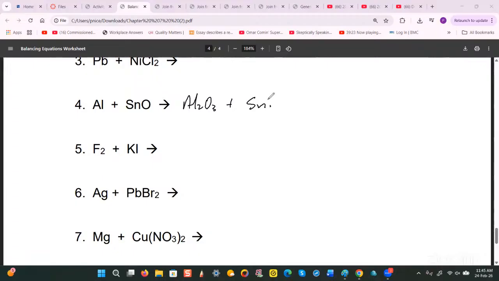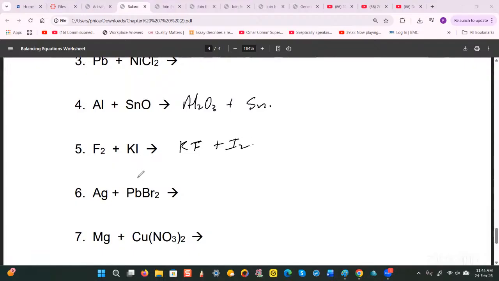All right. Okay, the next one, fluorine reacting with potassium iodide. Will that reaction actually take place? F2 plus KI. Yeah, it will take place because fluorine is above potassium iodide. So what will be the formulas for the products of that reaction? KF plus I2.